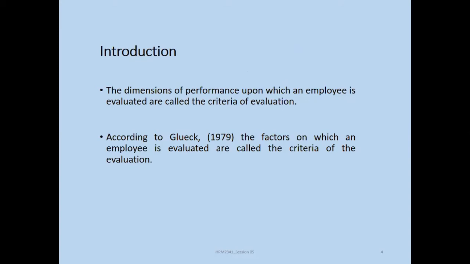The dimensions of performance upon which an employee is evaluated are called the performance criteria. It means under the evaluation, what dimensions, what factors you are going to consider, that is simply called the performance evaluation criteria. According to Greg, the factors on which an employee is evaluated are called the criteria of performance evaluation. It means when you are going to evaluate any particular employee's performance, how you evaluate, how you collect evidence, on which factors you are collecting evidence about employees' performance. Those basic or key factors we consider as the key performance criteria.